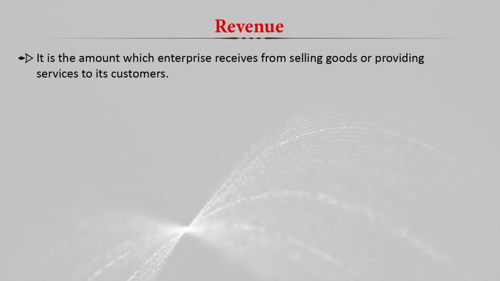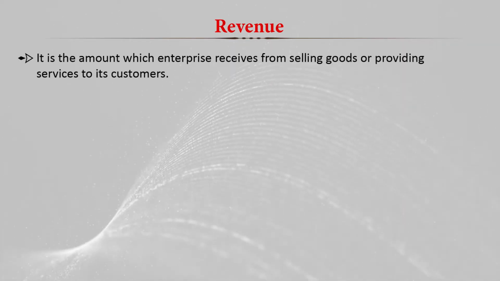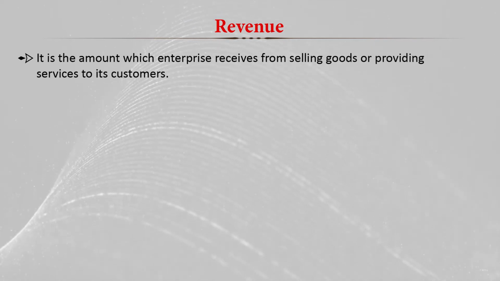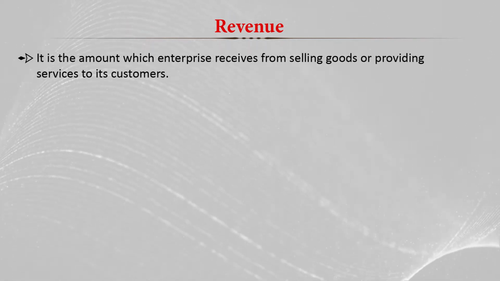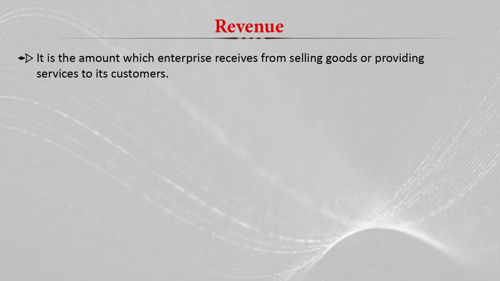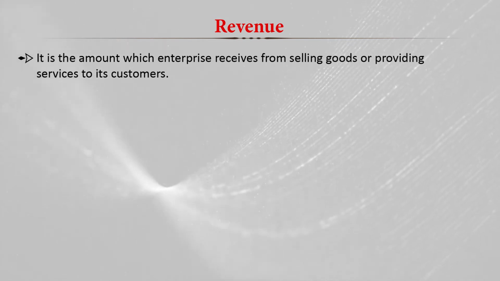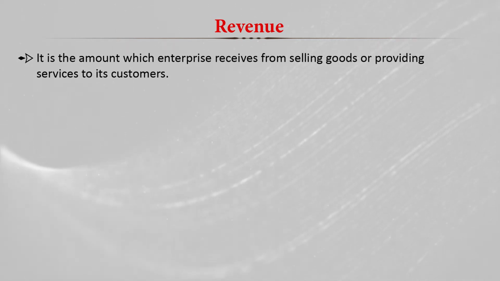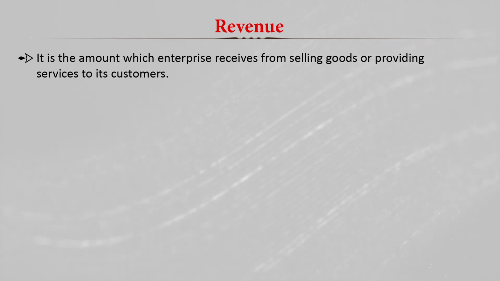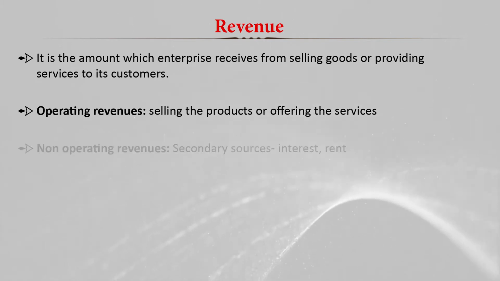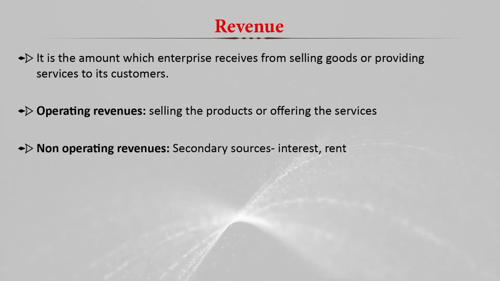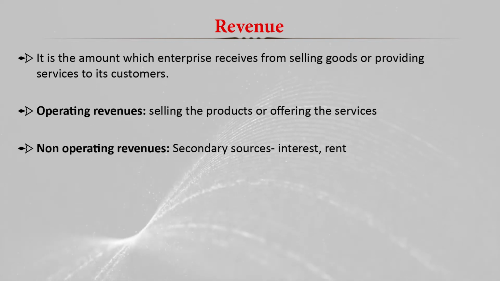Now we will discuss the first component of the income statement, that is the revenue. It is basically the amount which an enterprise receives from selling goods or providing services to its customers. Whatever selling is done by a firm or a company forms a part of the revenue. And there are two types of revenue: one is operating revenue, another is non-operating revenue. Operating revenue is basically selling the product or offering the services.